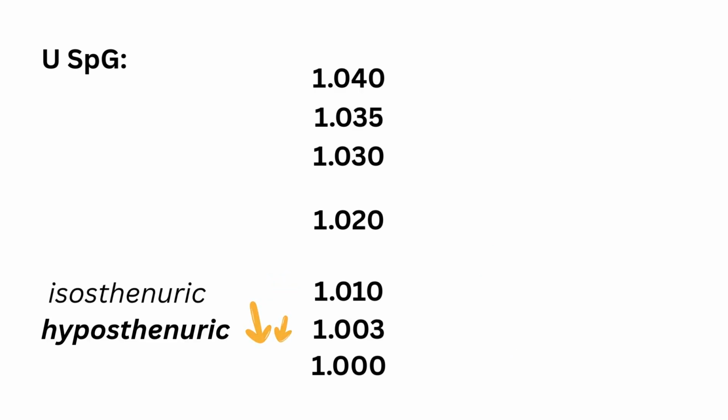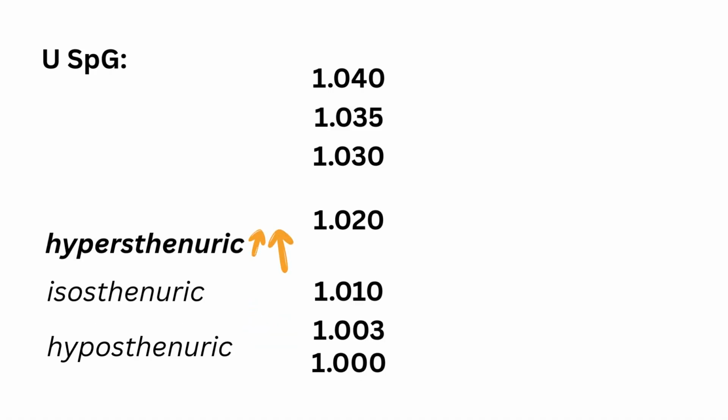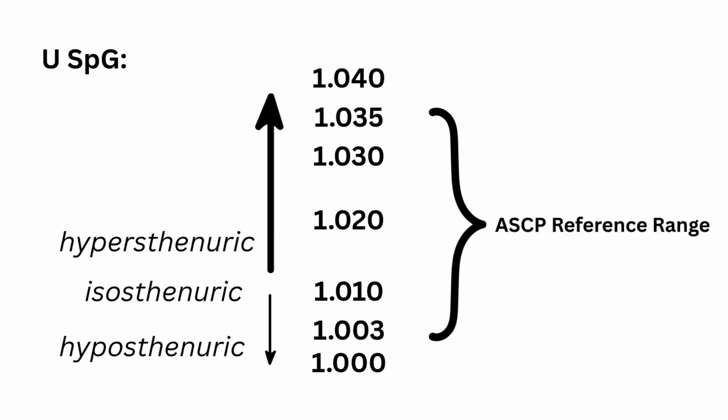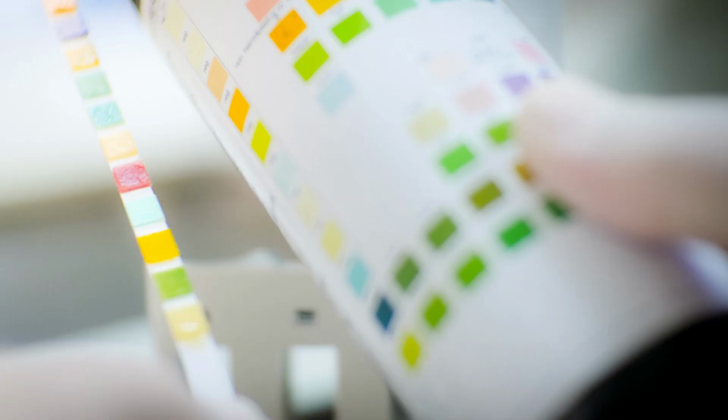Below 1.010, it is termed hyposthenuric. If it is 1.001, it is probably not accurate. It's probably diluted with water. Urine specific gravity above 1.010 is termed hypersthenuric. Our ACP study guide lists normal random urine reference range as 1.003 to 1.035.